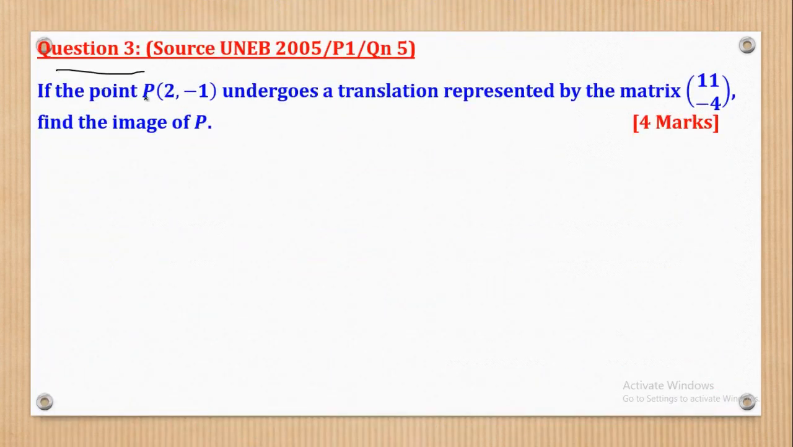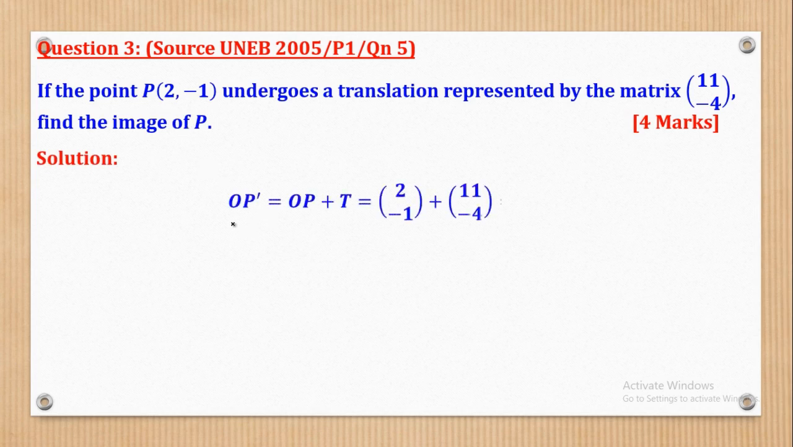Then question 3 came from UNEB 2005 paper 1 question 5, and says if the point P, which is (2, -1), undergoes a translation represented by the matrix (11, -4), find the image of P. So you have the object and the translation. Therefore we can get the image from this relation. Object is there, translation is there. When I add the two, I'll come up with this as the position vector of the image. Therefore in coordinate form it will be (13, -5).